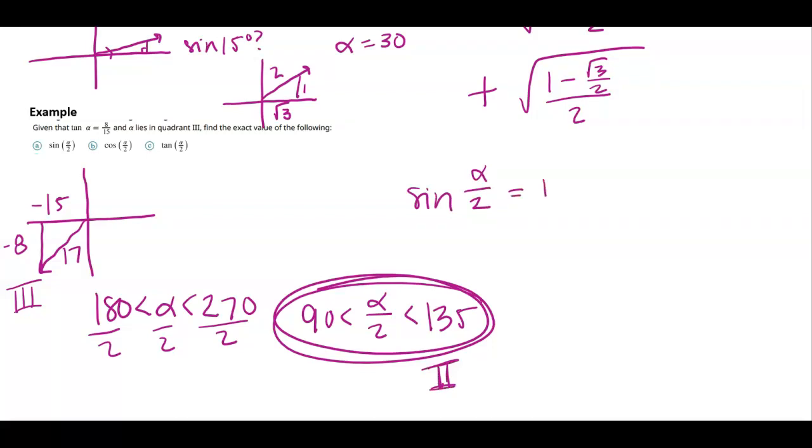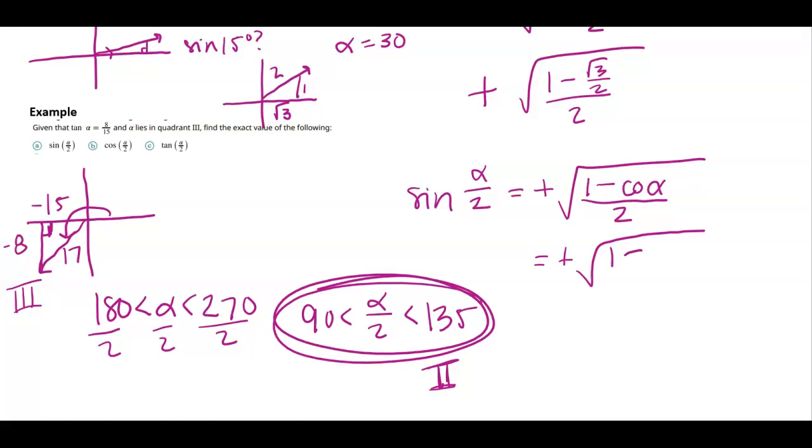Well, I'm going to have the positive square root then of 1 minus cosine alpha over 2. Well, alpha is still this. This is where it gets a little bit tricky. Alpha is still this, and I realize sine is negative here, but cosine is what I'm looking for. Cosine of alpha would be negative 15 over 17 all over 2. And then this positive on the outside comes from the fact that my alpha over 2 angle is in quadrant 2.